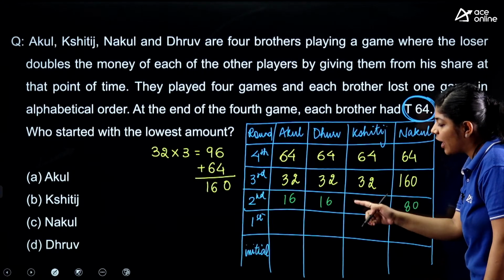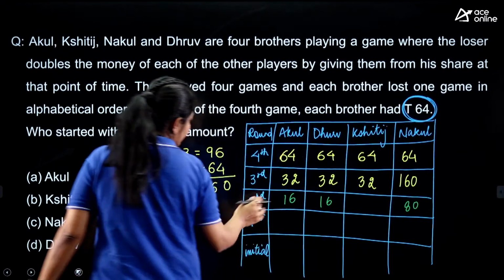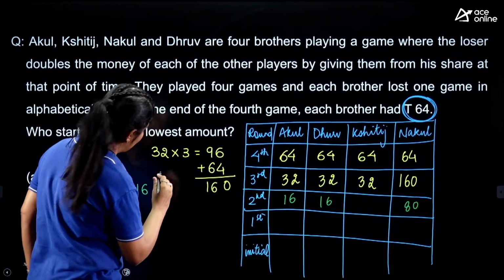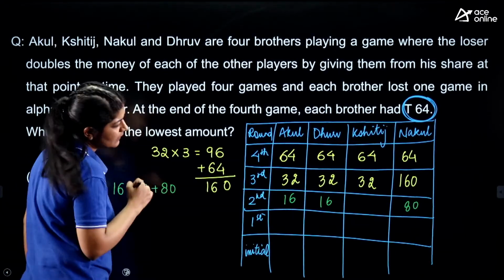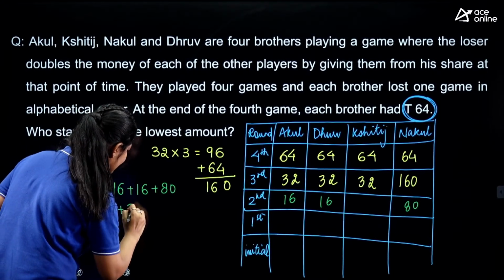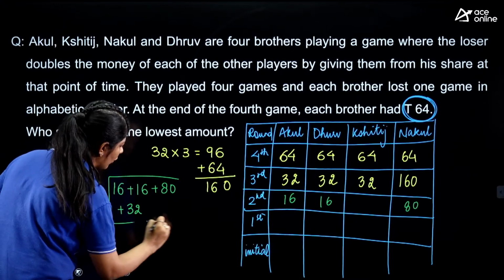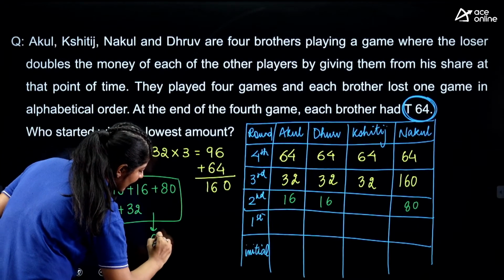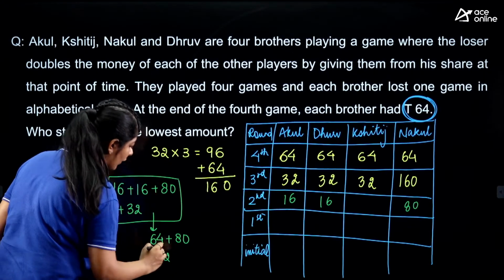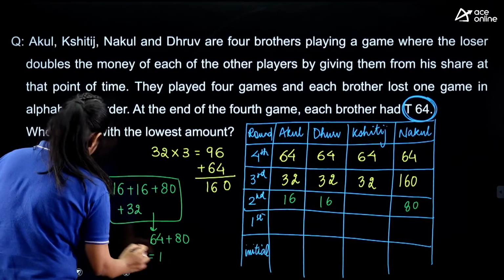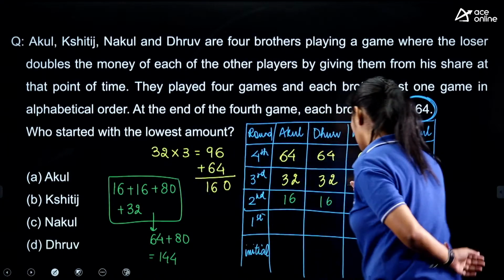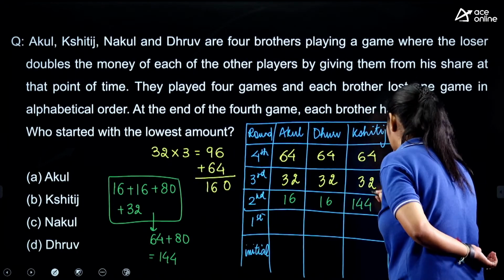So we need to figure out how much Kshitij has at that moment. He distributed 16 to Akul, 16 to Dhruv and 80 to Nakul. And initially how much amount did he have? He had 32 rupees. We simply need to add all of them, so 64 plus 80, that means 144. He has a total of 144. So we simply write 144 over here, right?